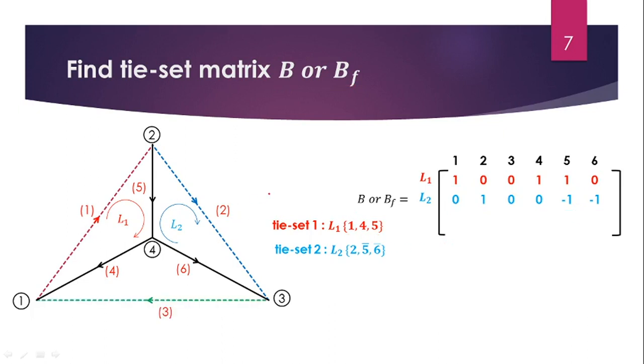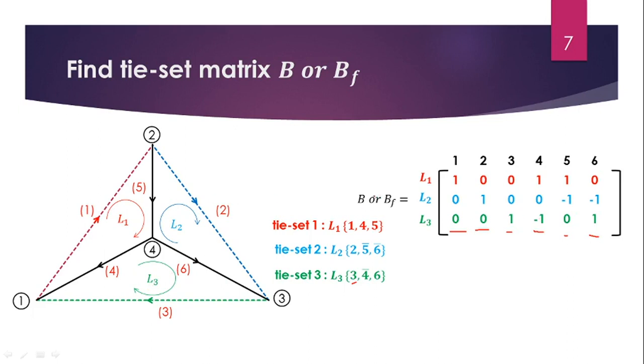In the same way we have the third loop when we add the third link, and the direction should be the same as the link. So we get tie set 3, where the branches covered in this loop are 3, 4 and 6, where 4 has the opposite direction, so we keep it as a bar. In the matrix elements, branch 1 and branch 2 are not part of loop 3. Branch 3 is the same direction, branch 4 is the opposite direction, branch 5 is not part of the loop, and branch 6 has the same direction.